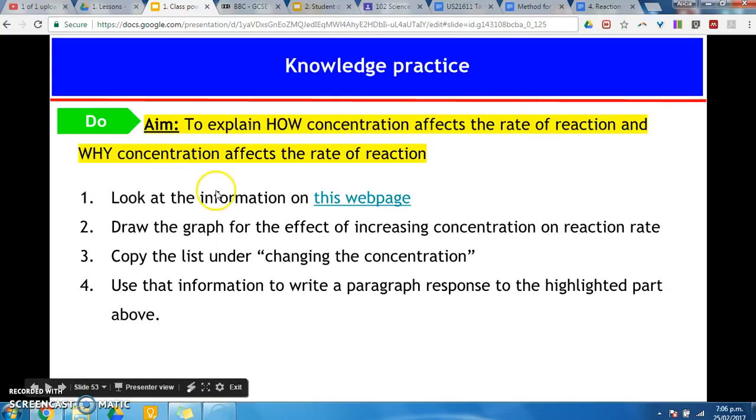So you could draw in the graph, or you can use your notes that you've already written in and that list that you just wrote in and put it into your own words to explain how concentration affects the rate of reaction and why concentration affects the rate of reaction. Then either share that paragraph with me or give it to me to have a look at.